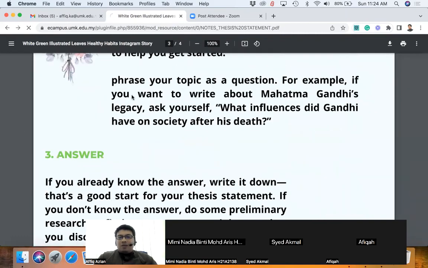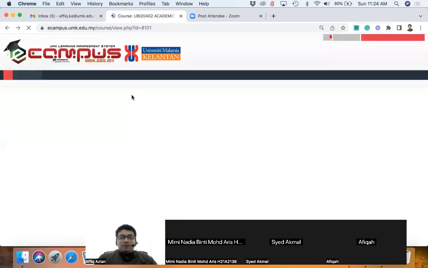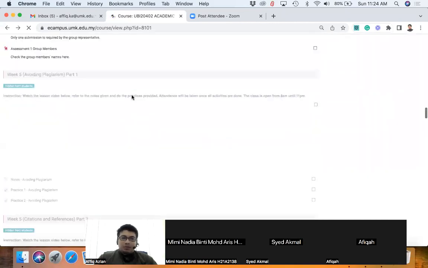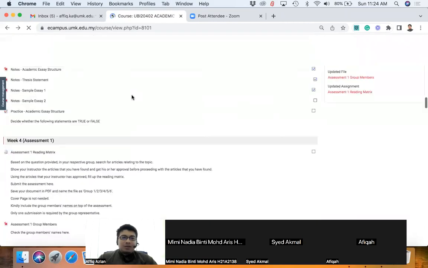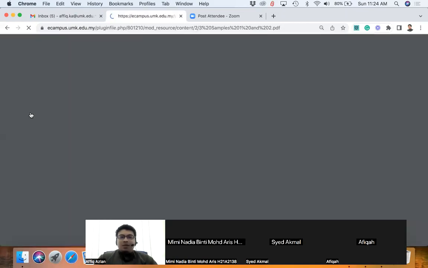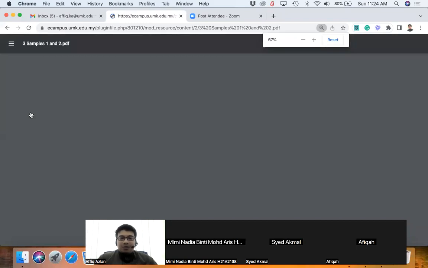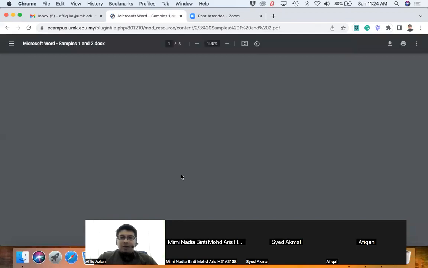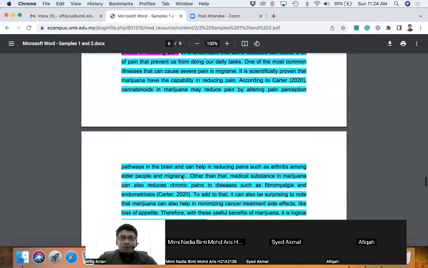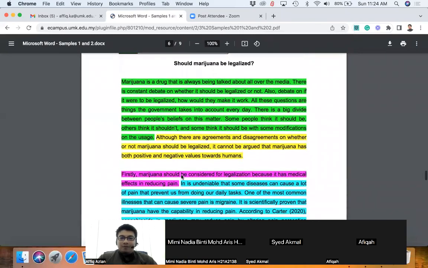Let us take a look at an example of a full essay, which will be available on eCampus. Later on, you can study in detail. So note, sample essay number 1 here. This is a simple essay for our understanding, to help us understand the structure of an academic essay. Of course, there are much more complicated articles or essays that we can refer to.